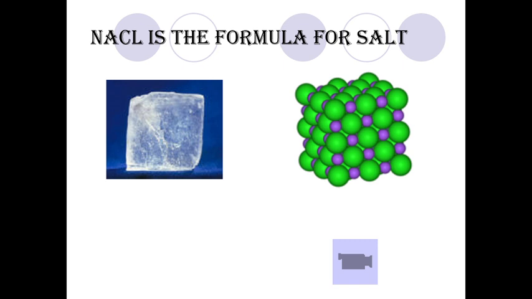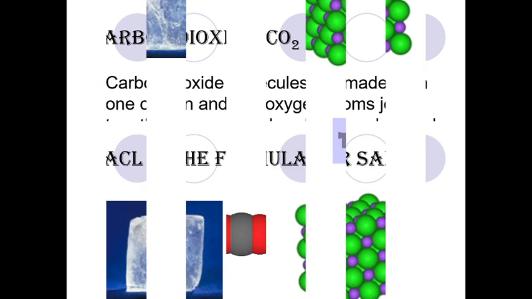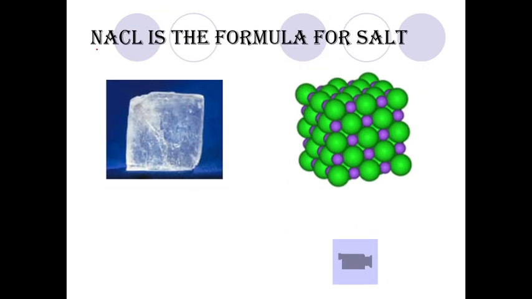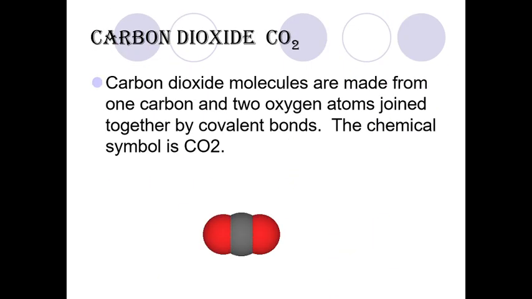For example, sodium chloride, NaCl, is the formula for salt. That is a compound. It's made up of sodium, written with a small a, plus chlorine, which makes sodium chloride. So that qualifies as a compound. Carbon dioxide is made up of carbon plus oxygen. How many oxygen atoms are there? There are 2 oxygen atoms.